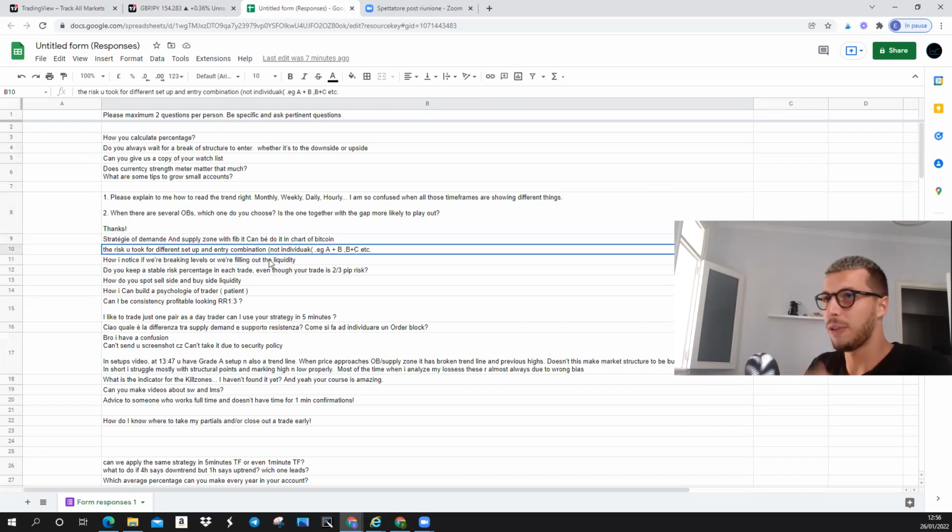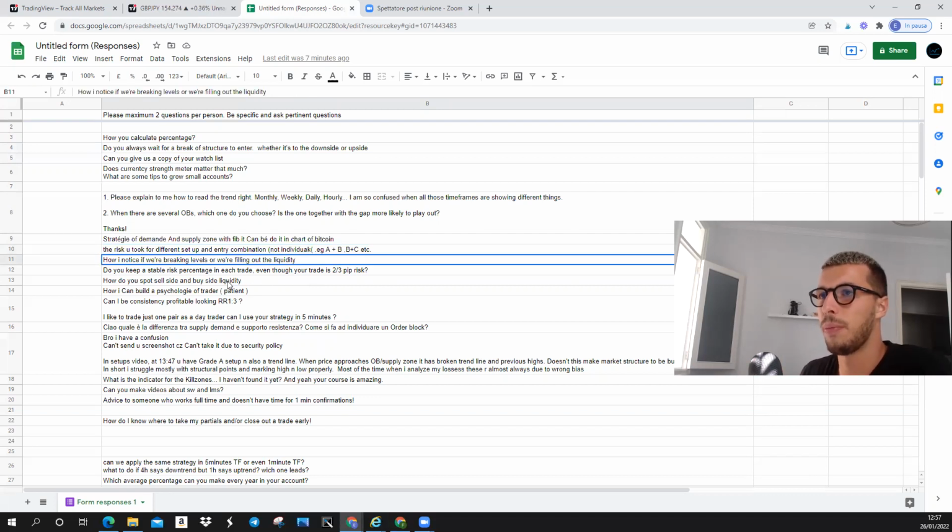The risk that you take for different setups and entry combinations, I believe I told you in the 2.0 course, depending on the setup, which is my risk. If many people still have doubt about this, I will make another video about it. But usually I go with either 0.5 or 1% risk. And this really depends on how good the setup is. So for example, if it's an A or B setup, I go with full risk, which is 1%. If I don't have confirmation and I'm just entering with a pending order, maybe I go with half risk, okay?